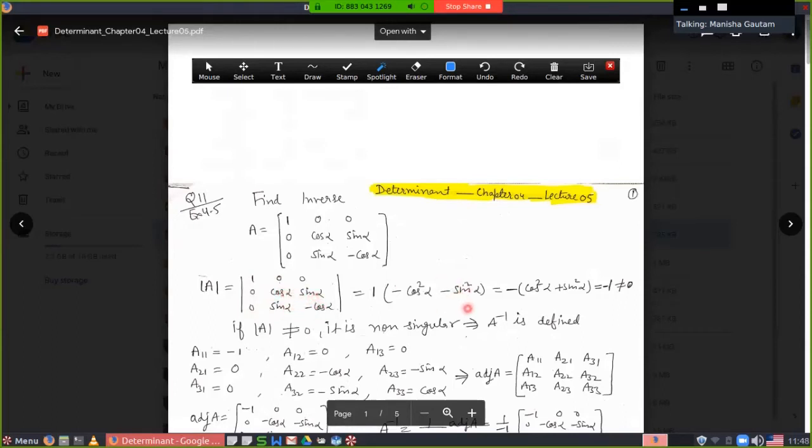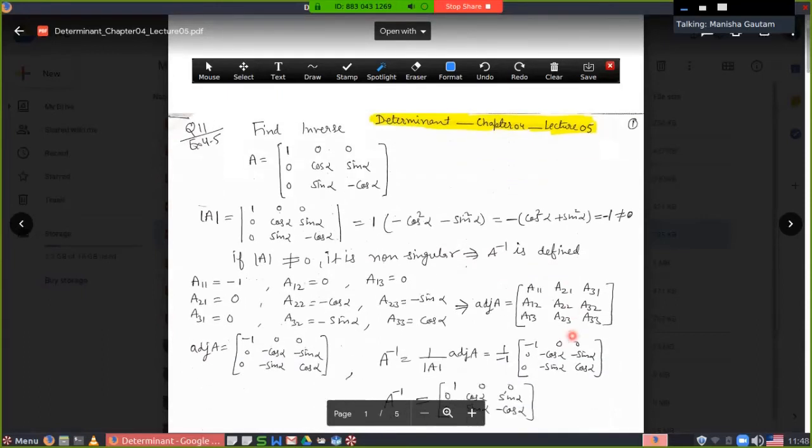I have written it here. Take the minus sign common. Cos square alpha plus sine square alpha is 1, and 1 into minus 1 is minus 1. Now the determinant value is minus 1, which is not equal to 0. What does it mean? It is a non-singular matrix and its inverse exists, or you can say A inverse is defined. First of all, you must know whether the inverse is defined or not. The determinant value shows you whether the inverse is defined or not.